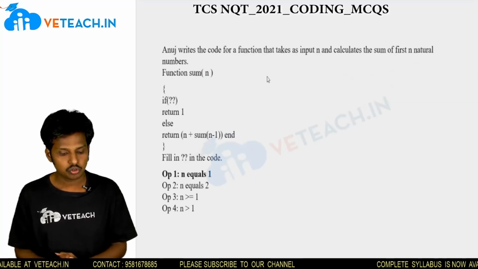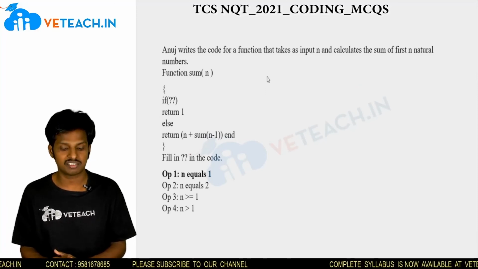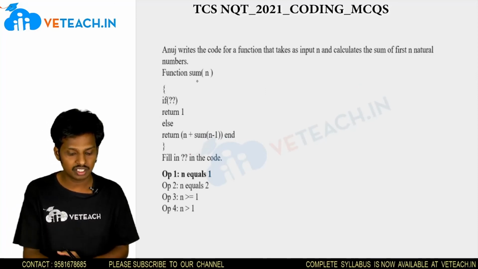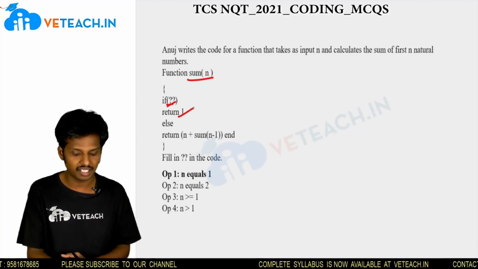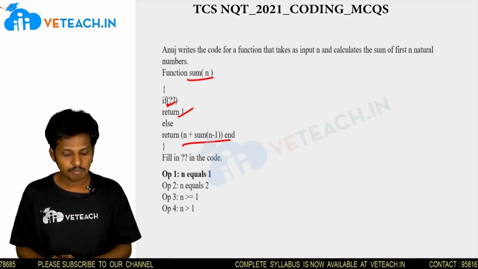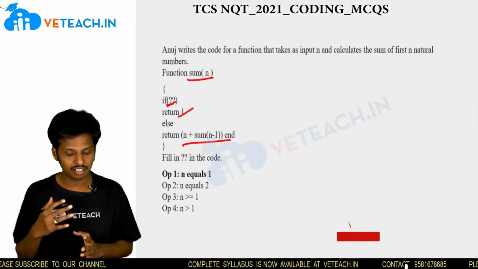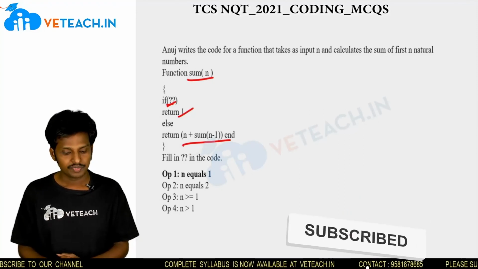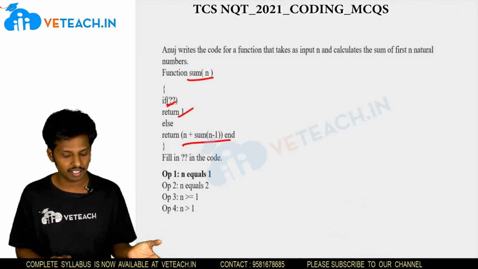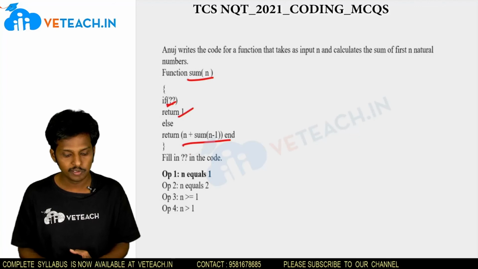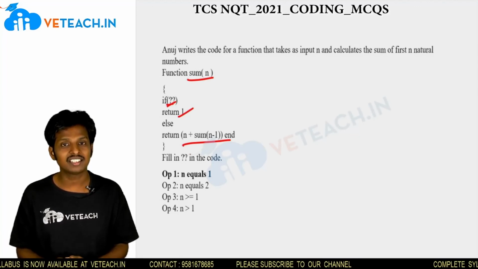Next, Anuj writes the code for a function that takes input n and calculates the sum of first n natural numbers. The function that was written is sum of n. If question mark return 1, else return n plus sum of n minus 1. So the question that was asked is to fill the question mark in the code. If n equals 1, then it has to return 1 is the first option. n equals 2, it has to return 1. n greater than or equal to 1, n greater than 1.